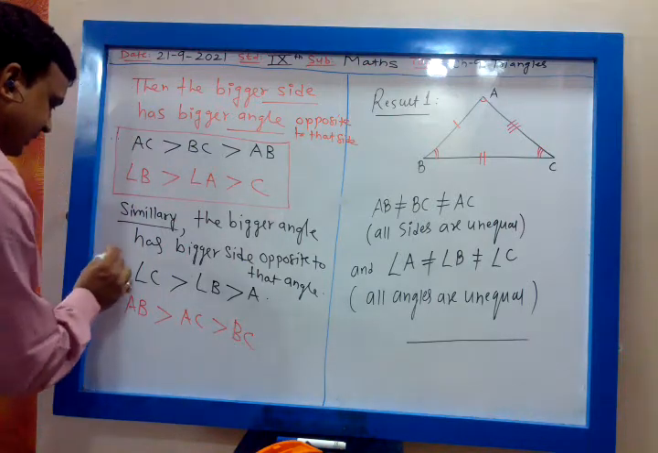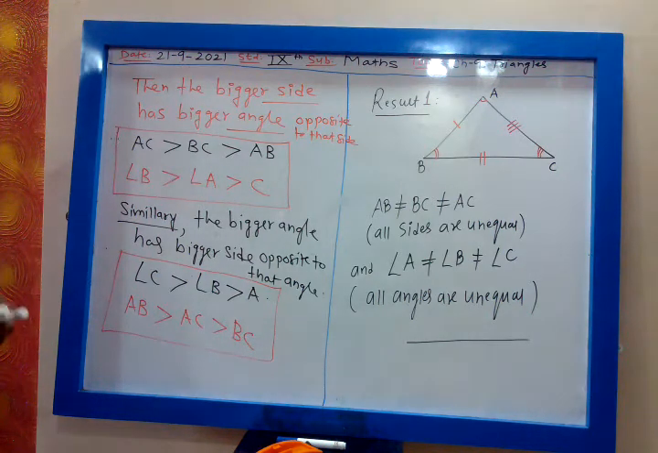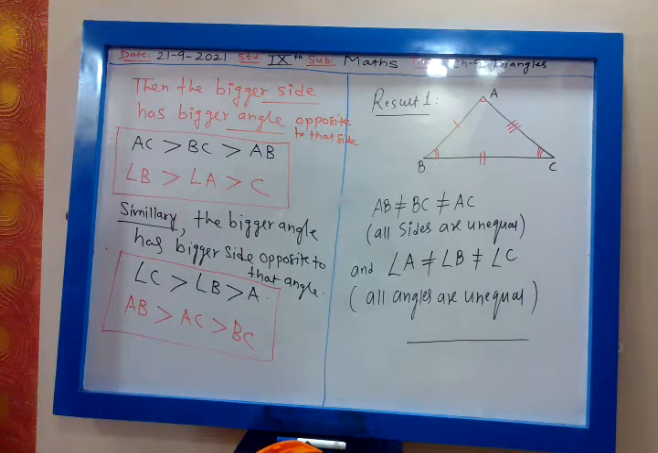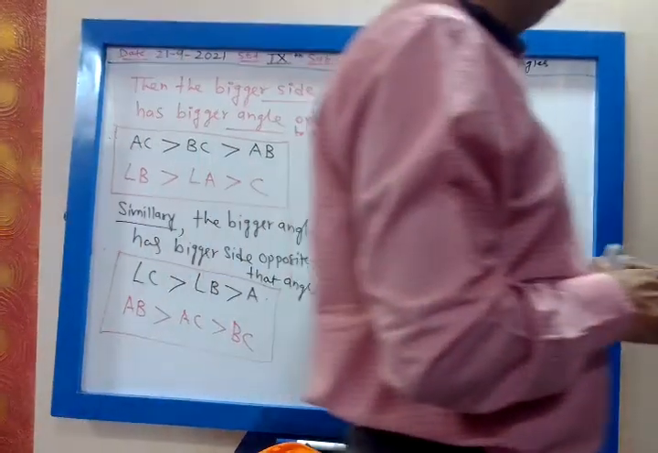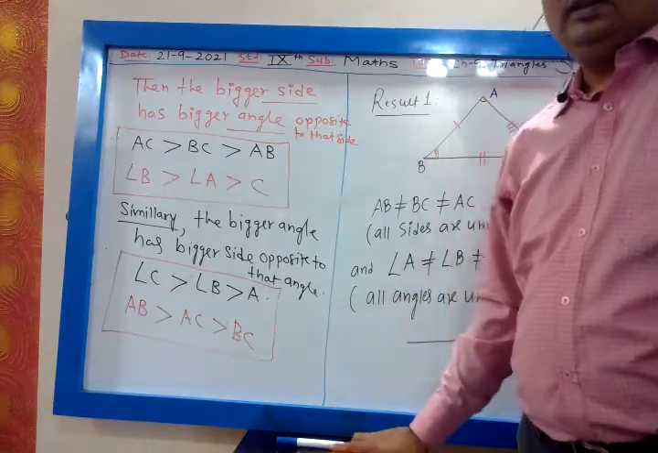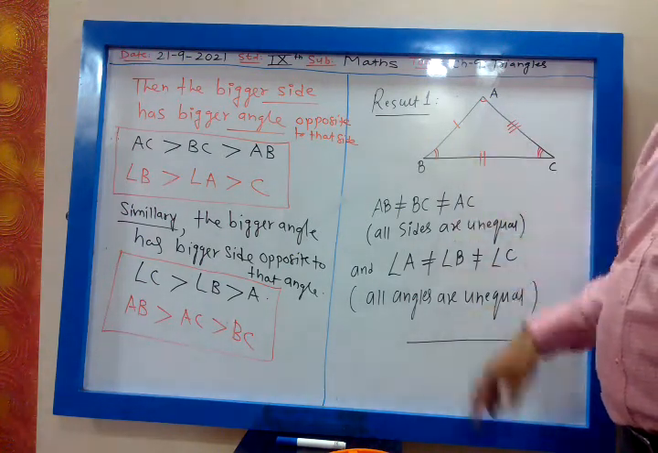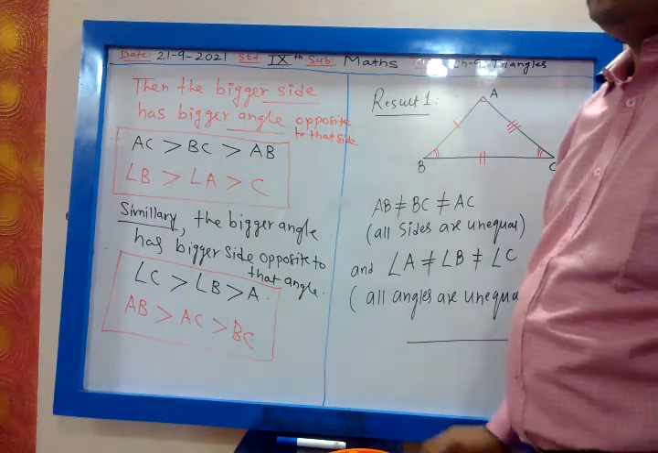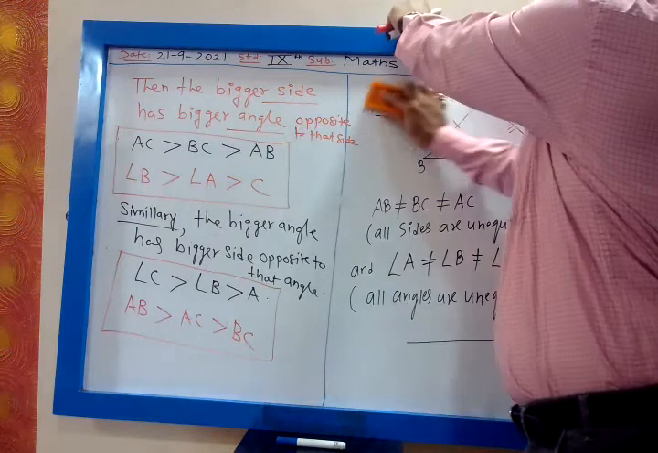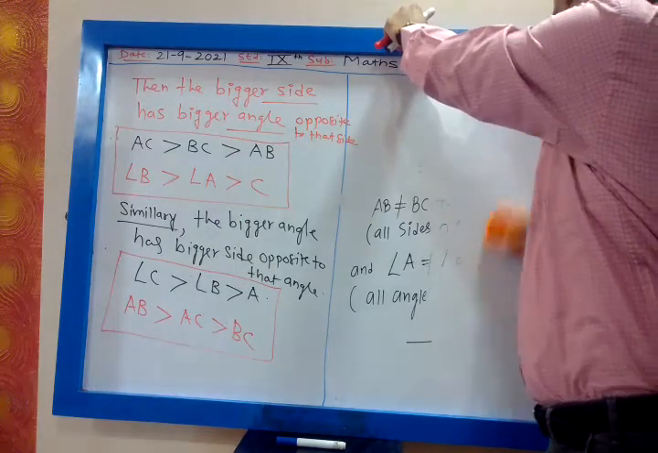Okay, so this is the first result. Whichever angle is bigger, the side opposite to that angle will also be bigger. And whichever side is bigger, the angle opposite to that side will also be bigger. So this is result 1. This is the condition when all three angles are different and all three lengths are different. Is it clear?